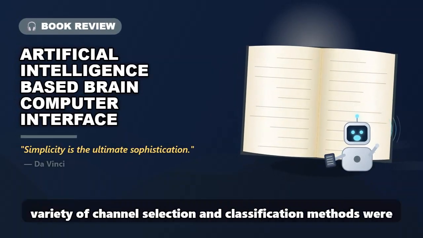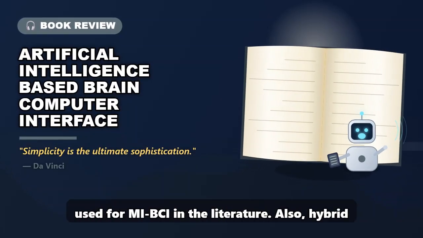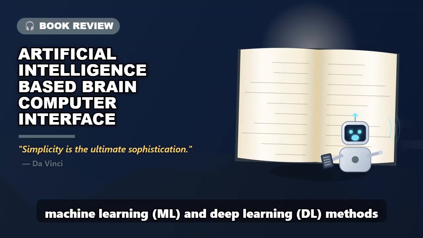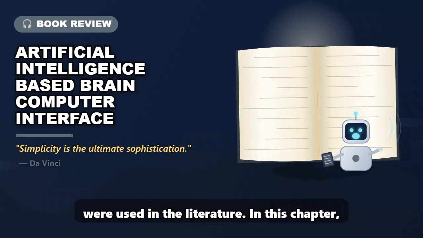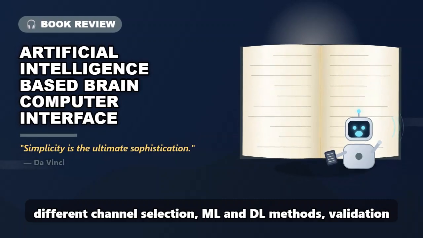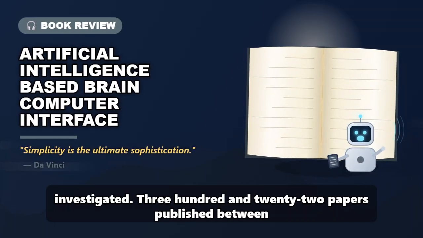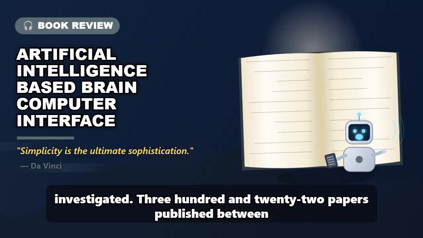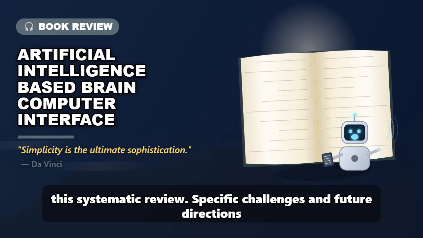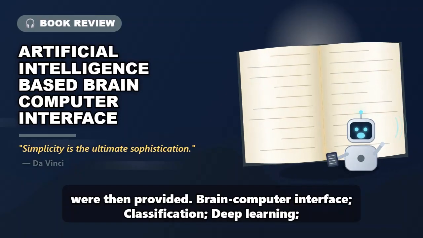A variety of channel selection and classification methods were used for MI-BCI in the literature. Also, hybrid machine learning, ML, and deep learning, DL, methods were used in the literature. In this chapter, different channel selection, ML and DL methods, validation frameworks, and performance indices of EEG-based methods were investigated. 322 papers published between January 2000 and March 2021 were analyzed in this systematic review. Specific challenges and future directions were then provided.